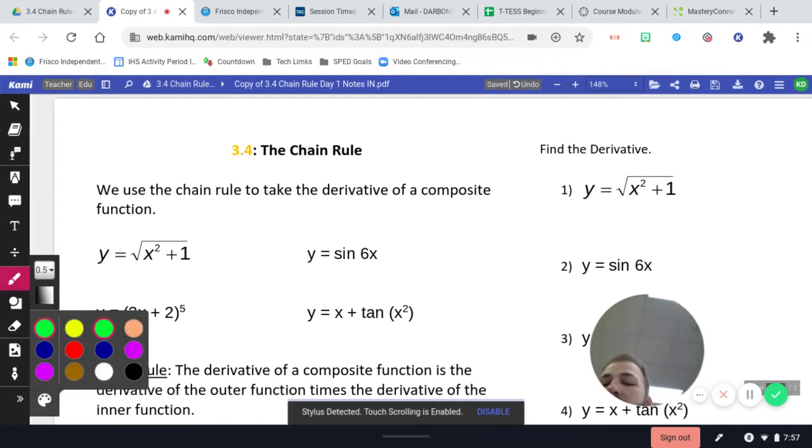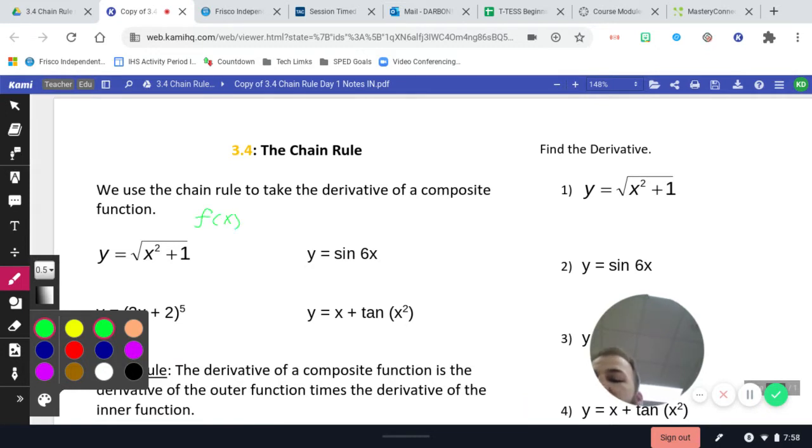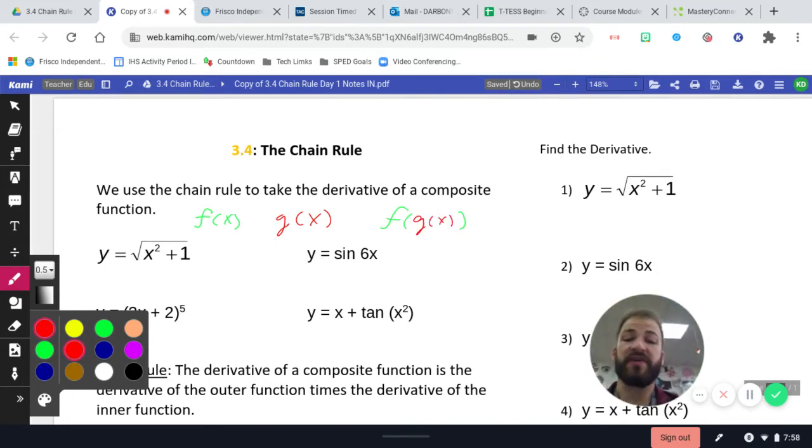For each of these, we're going to identify f of x, which would be our function on the outside, and g of x, which would be our function on the inside. So what I'm looking for is this situation, f of g of x. That's what I mean by composite function, a function within another function. Okay, so let's look at it.